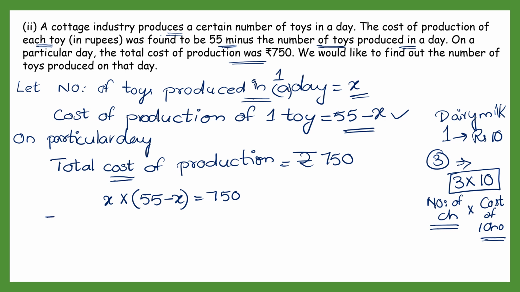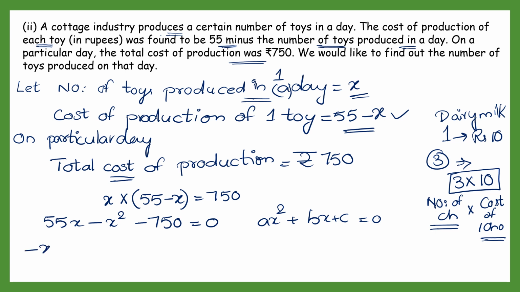X into 55 is 55X, plus into minus, minus X into X is X square. This plus 750, if it comes to the left side, it will become minus 750 is equal to 0. If you want to write it in the general form of a quadratic equation, ax square plus bx plus c is equal to 0, in the order of powers of x, how should you write? Minus x square plus 55x minus 750 is equal to 0. So this is the quadratic equation.